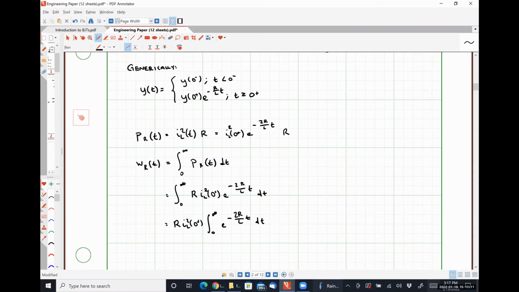So what's the integral of e to the negative 2R over L? How do I do that integration? Anybody remember how to take the integral of an exponential function?